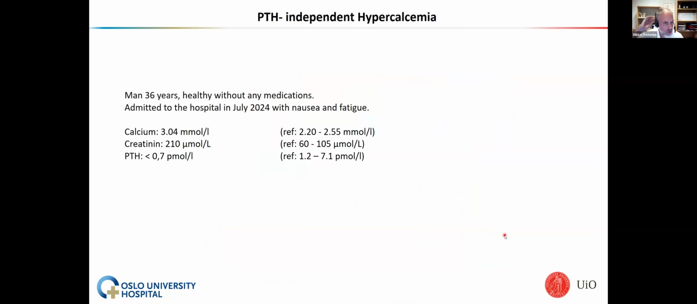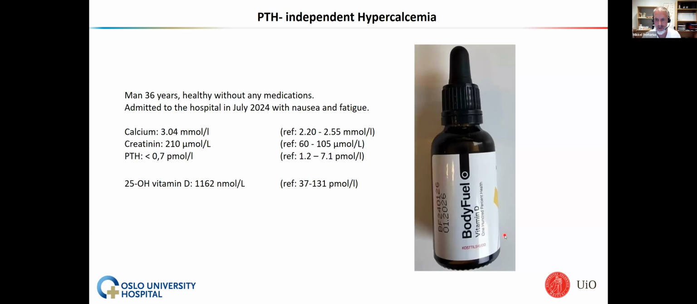I would just like to show you this very short clinical vignette from this summer. A healthy young man was admitted to a hospital near Oslo with a calcium of 3.04 and creatinine of 210. And I will not go into the differential diagnosis here, but the reason for this is the supplement Body Fuel Super Strength vitamin D. It's not really that strong, but there has been an error in the production, so it's about 50 times stronger than what is labeled.